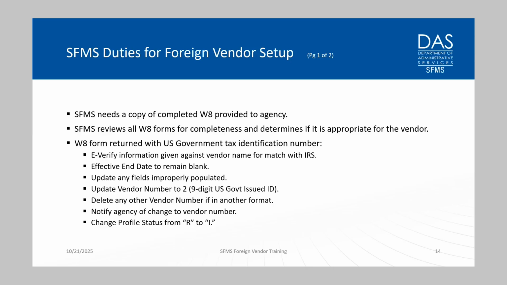We update the vendor number to 2 with a 9-digit U.S. government issued ID if it's incorrectly put in using the other two types of vendor numbers. We will delete other vendor numbers if it's not in the correct format. And we'll notify agencies of those changes to those vendor numbers so they're aware of it so they can use it correctly in the future. And then we change the profile from status of R to I, which is inactive.